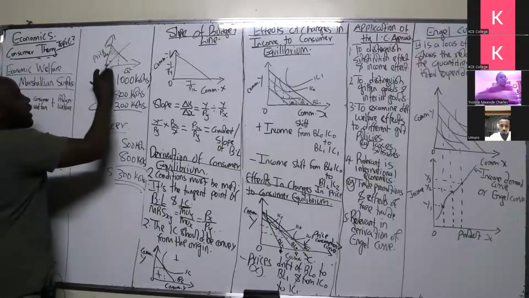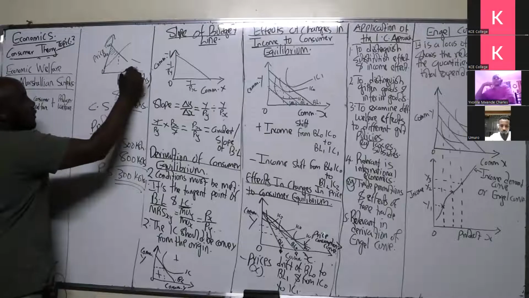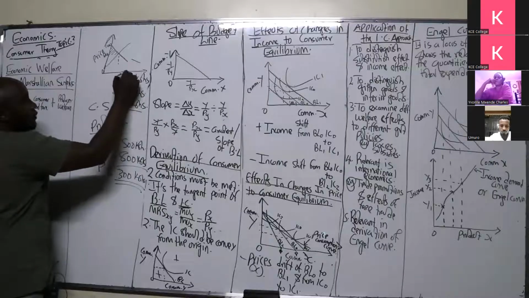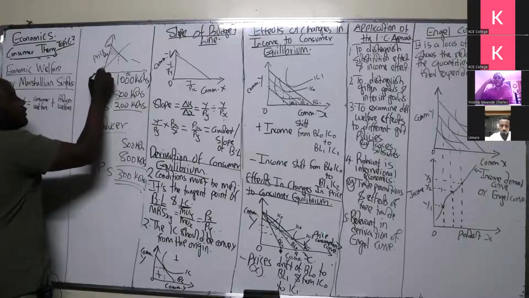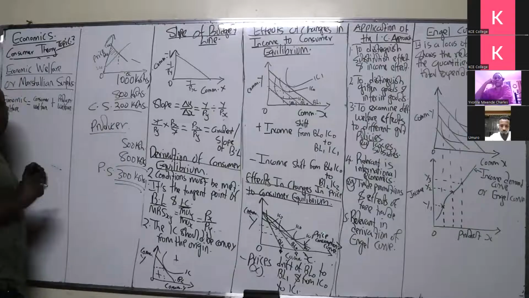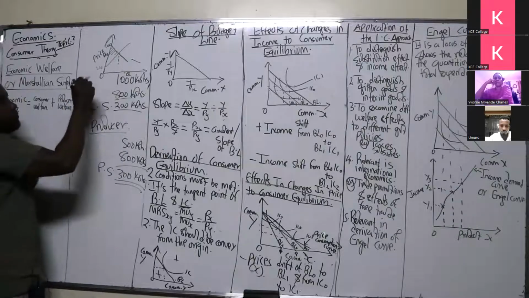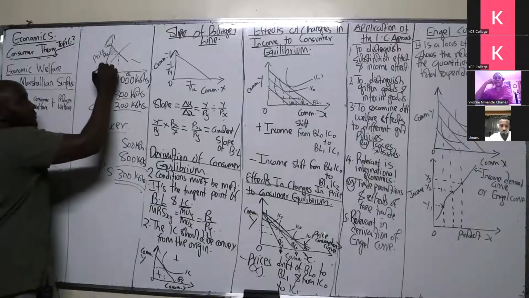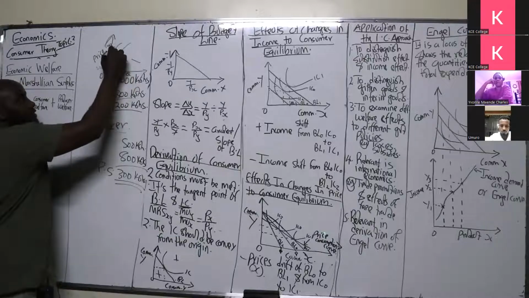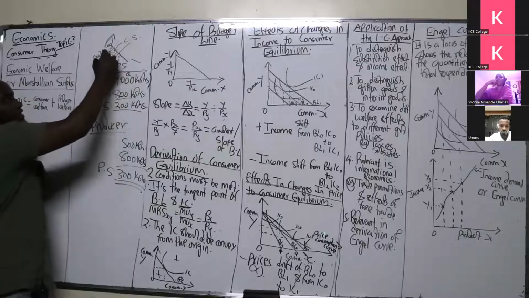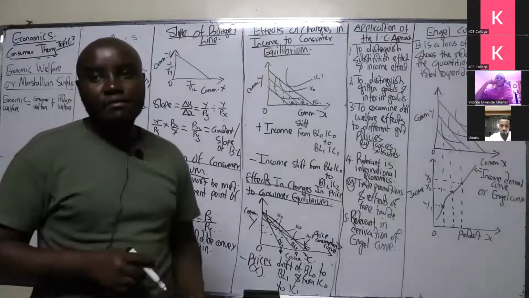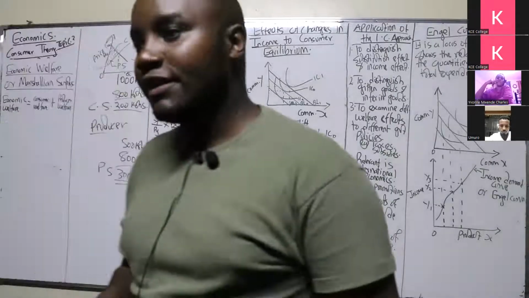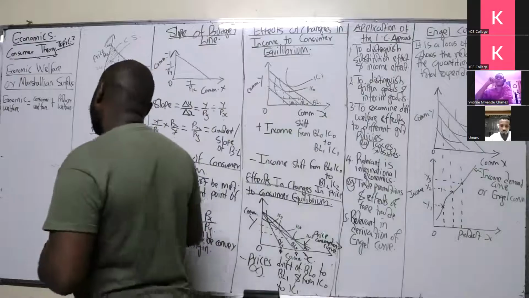Meaning that you are willing, on the quantity axis, to sell it at 500 Kenyan shillings, but the equilibrium is at 800. Meaning this is your producer's surplus. This is the consumer's surplus. The sum total of both of them is the economic welfare. Is it understandable? Yes, it is understandable.